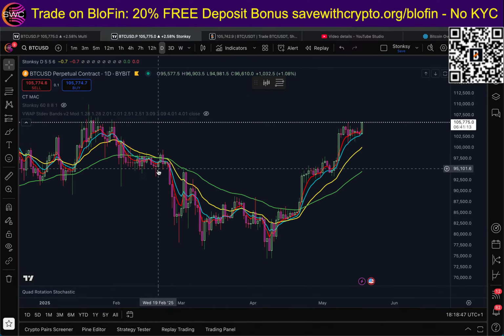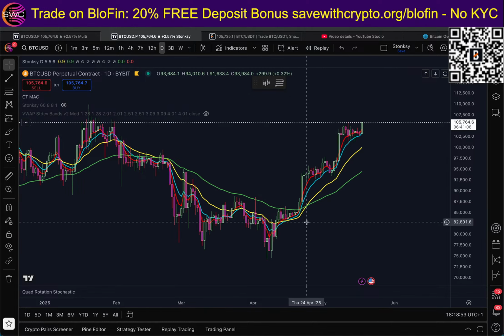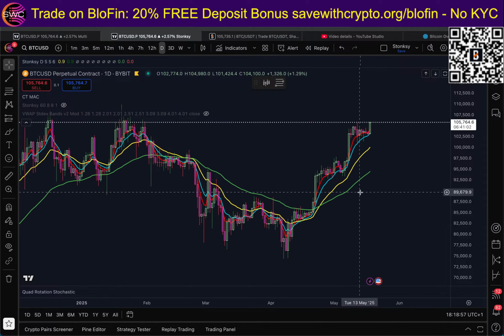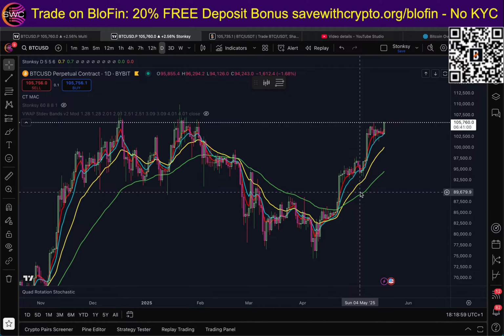So here, for example, on the daily time frame, you can see that we went bearish in February, and then we went bullish again in April, and we've been going up since. So that's all good news. On lower time frames, it will show you what the trend is on a smaller time frame.